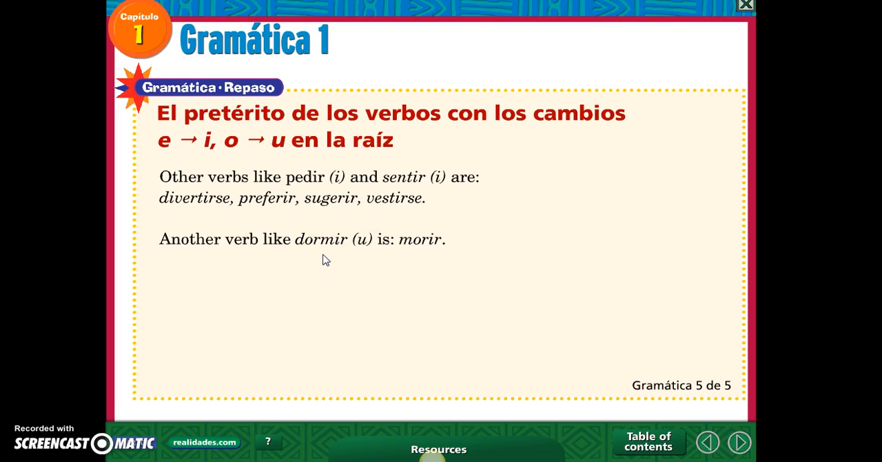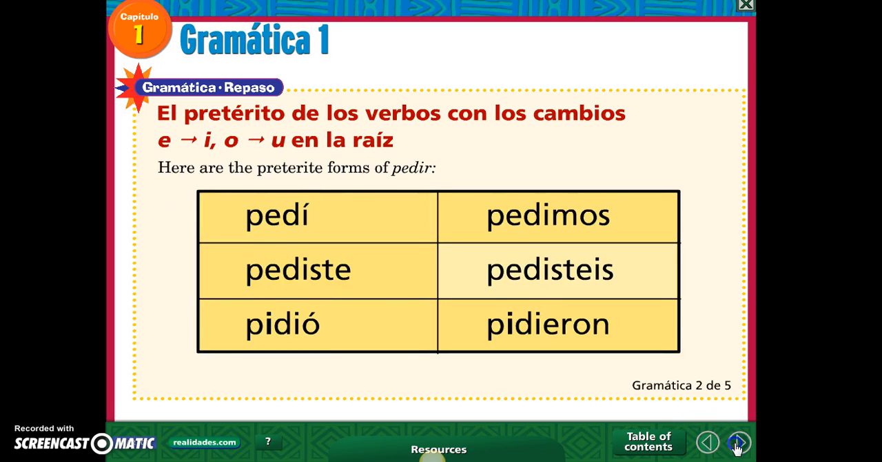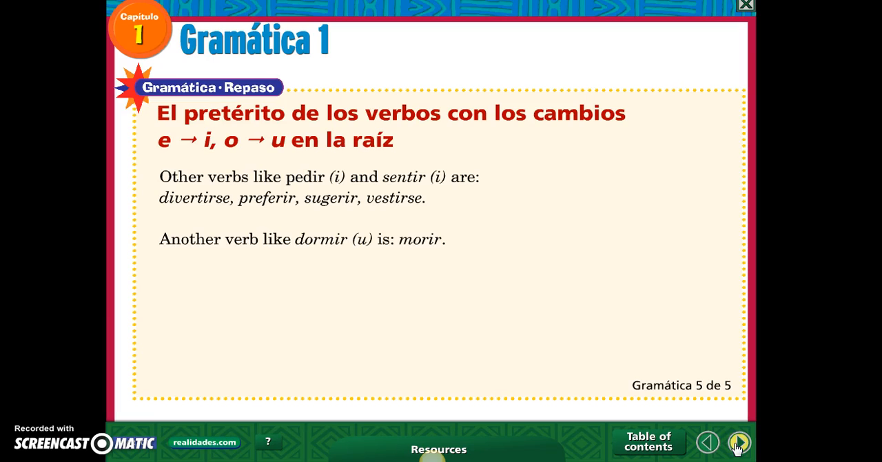On this slide, I'm just going to buzz through these definitions real quick in case you forgot what any of them mean. Pedir, to ask for. Sentir, to feel. Divertirse, to have fun. You cannot tener divertido, people. Got it? Good. Preferir, cognate, to prefer. Sugerir, another cognate, to suggest. Y vestirse, to get dressed. Y aquí dormir, I hope you know this one, to sleep. Y morir, to die. So, if you're not following the patterns that I showed you previously, I can show you what each of these verbs looks like conjugated out.